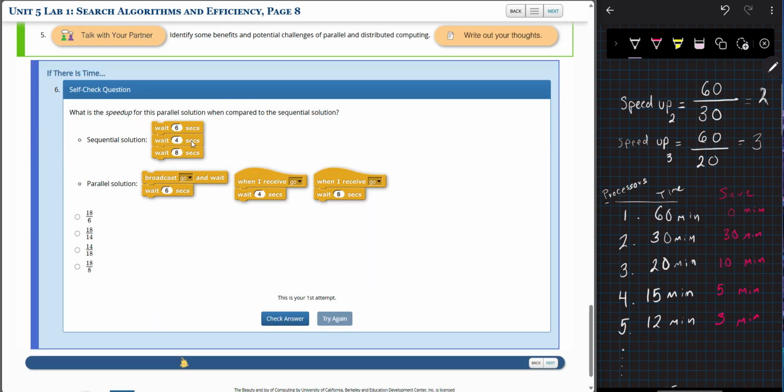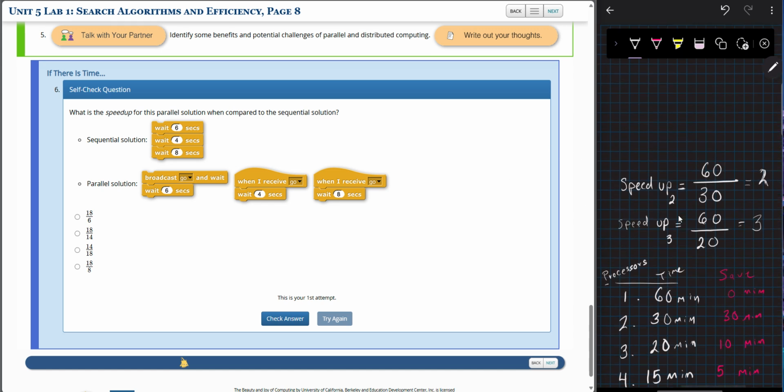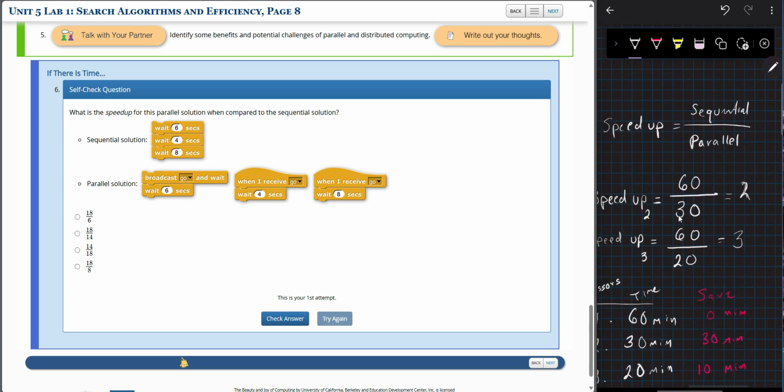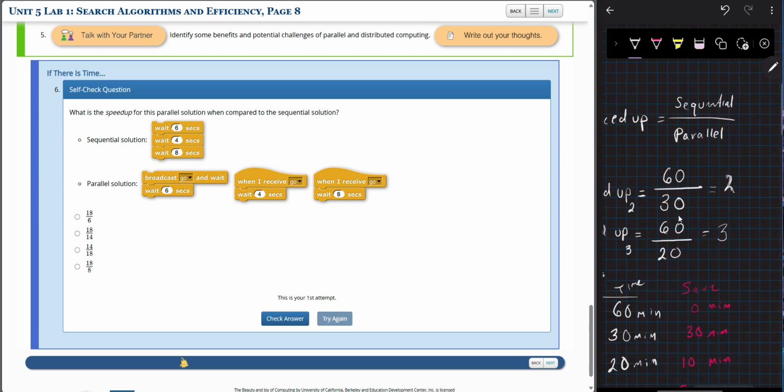So just a little self-check. What is the speed up for this parallel solution when compared to the sequential solution? So again, the speed up is the sequential divided by the parallel. So let's see how long these take, and let's solve it.